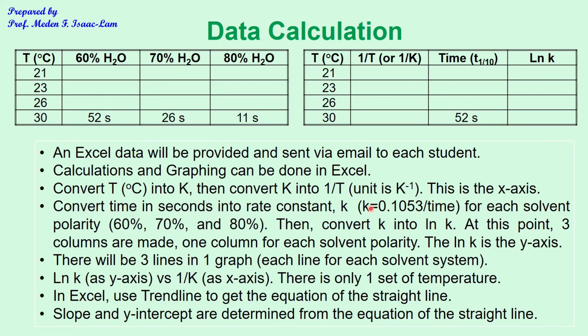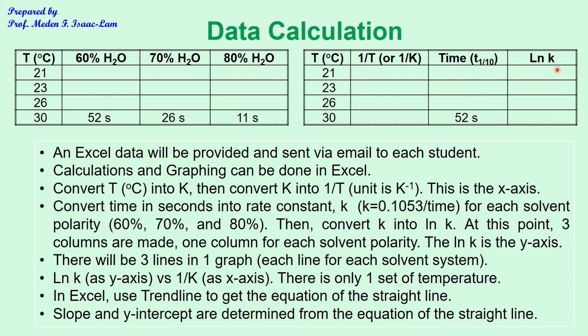Next step is to convert the time observed in the experiment in seconds into rate constant K, which is equal to 0.1053 over time for each solvent polarity, 60%, 70%, and 80%. For example, the K for this time is going to be equal to 0.1053 over 52 seconds. That K is going to be converted into ln K. You are going to do the same thing for the other times in here. Convert that into ln K.